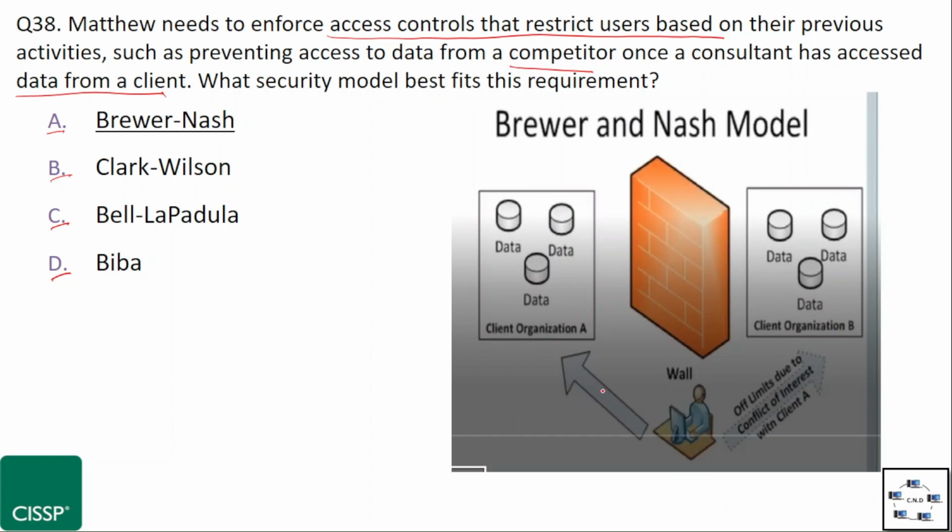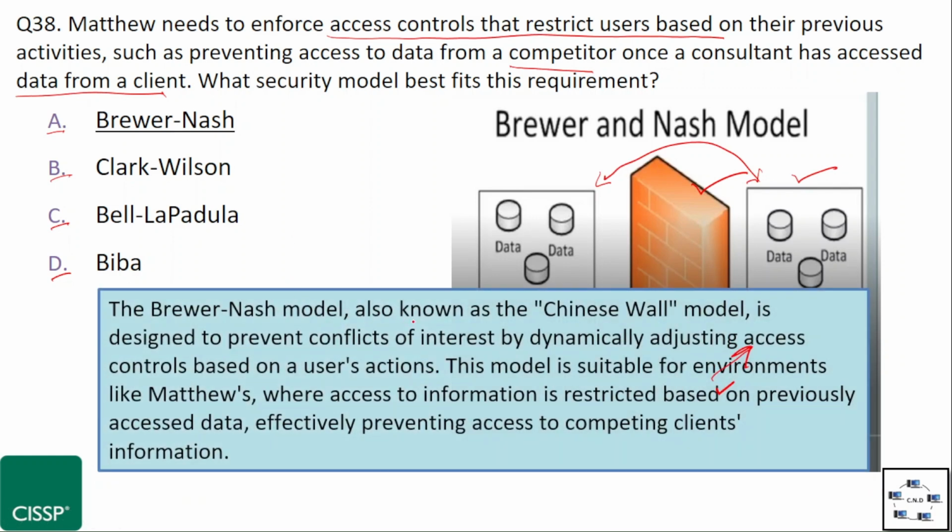So in the Brewer-Nash, if a user accesses data from a client A organization and there is another organization, client B, which is a competitor to client A, these both organizations are competitors. So this user cannot access data of the client B due to conflict of interest. This model is therefore also known as Chinese wall, because we have a wall between these two competitors.